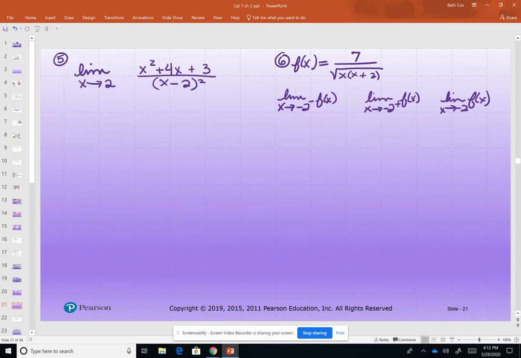Here we go. All right. So the limit as x goes to 2, I'm going to do right and left, even though it doesn't ask me to.